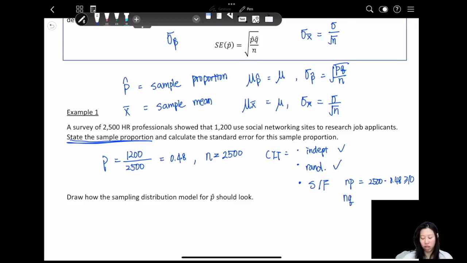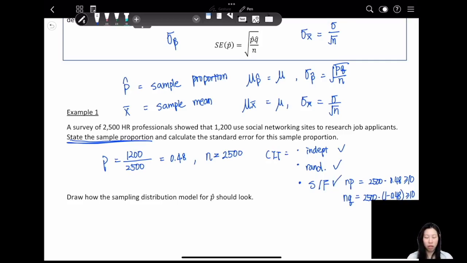Now we still need to check the failure condition, which is 2500 times the failure rate, 1 minus 0.48, which is also greater than 10. So that means it also passed the success failure condition.